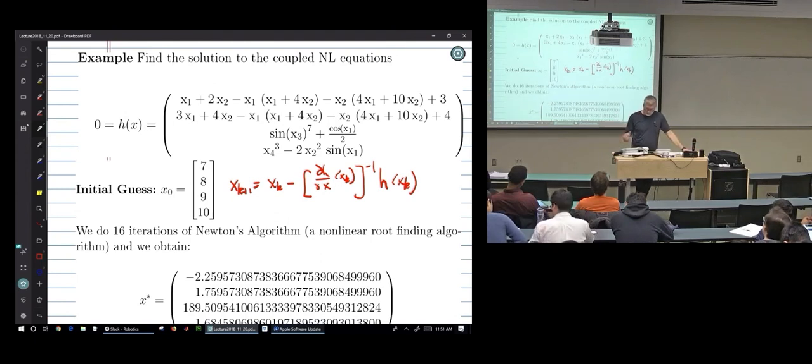So Newton's algorithm for us is a motivated way that we can see sequences and little finite dimensional problems that we care about. And it's cool.